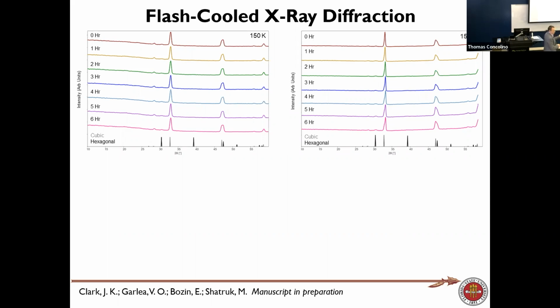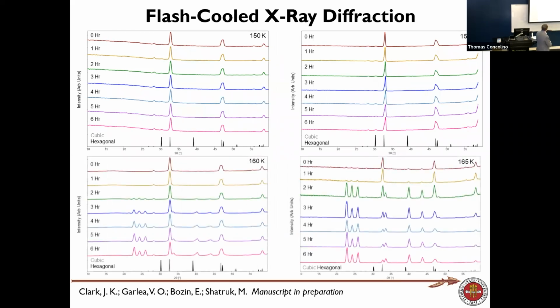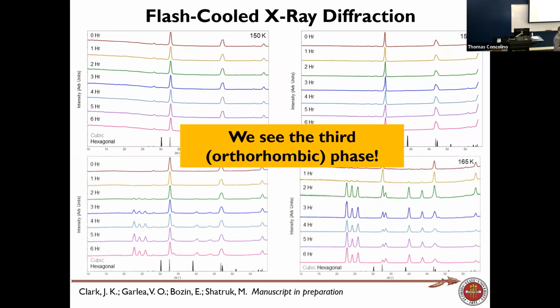And then we went to 160, to kind of encourage the conversion. And now we don't see hexagonal phase, but now we see something new popping up. We went to 165. Now this third phase becomes dominant, right? So we are observing the third phase just by this weird flash cooled experiment in a very narrow temperature range.